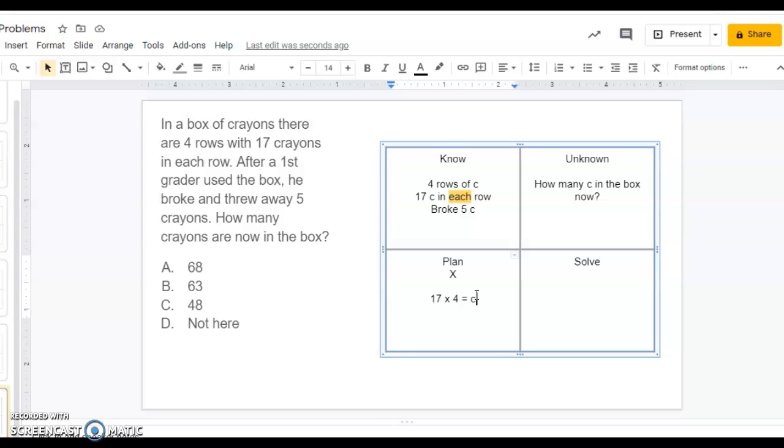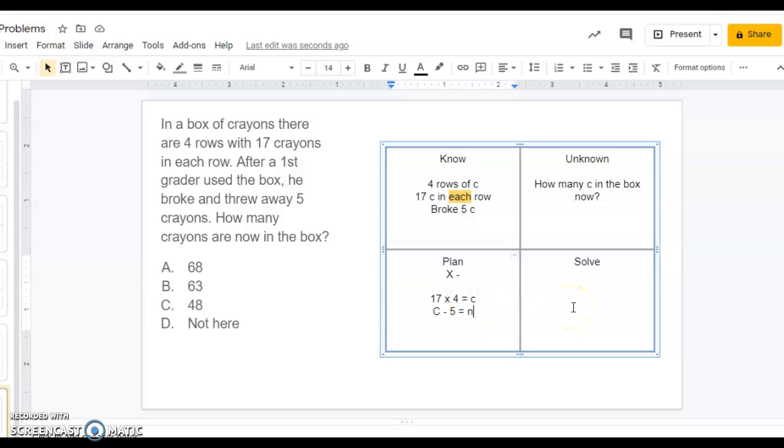But remember, I'm answering how many crayons in the box now after the first grader broke 5. So if he broke 5 and threw it away, I know I'm not adding any more. I would actually be taking away. So in my plan, I should also know I'm using subtraction. So I'm going to take C, that number of crayons I have in the box, and I'm going to subtract 5, and then that is going to get me how many I have in the box now. So I could put in for now. So remember, we've been doing this for a while, but now we finally get to solve.